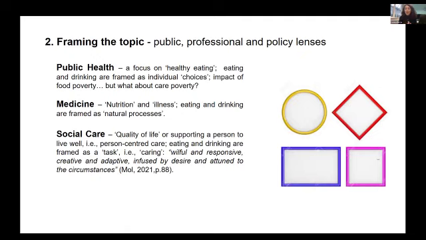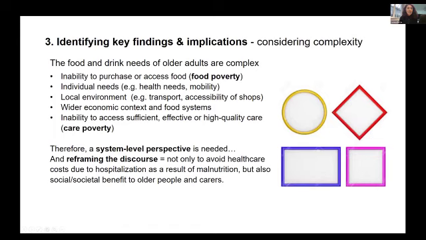However, the topic that we are discussing here today is relevant to all these different lenses and people who work in medicine, in public health and social care. So finally, next slide, please. It was about how do we convey this complexity in our key findings and implications.